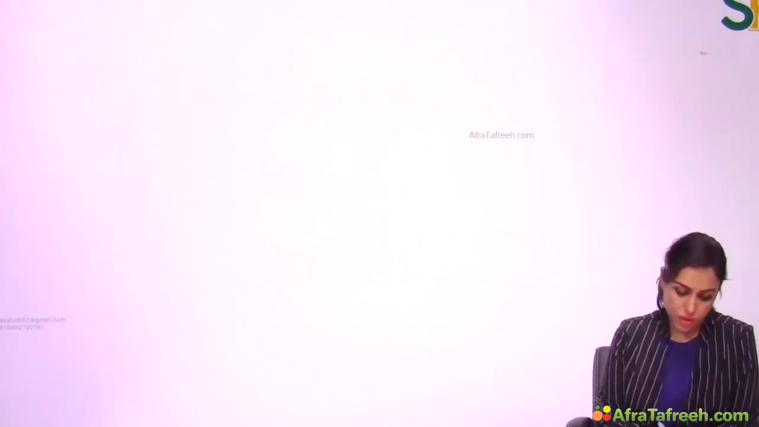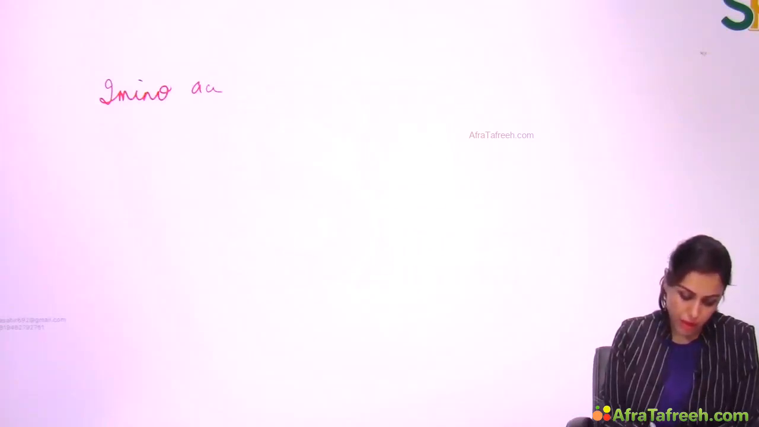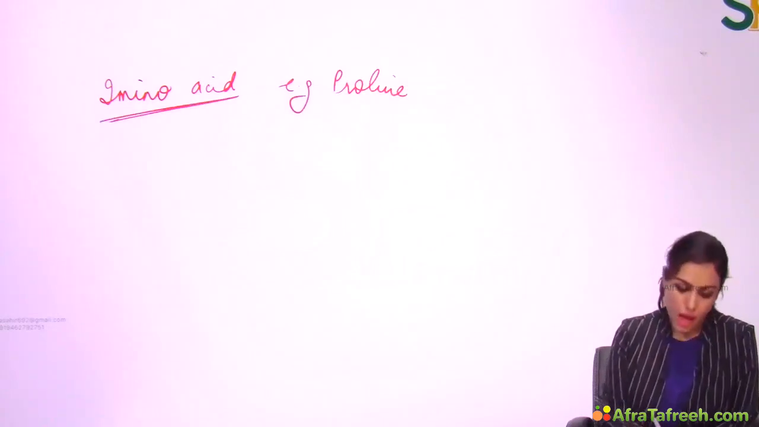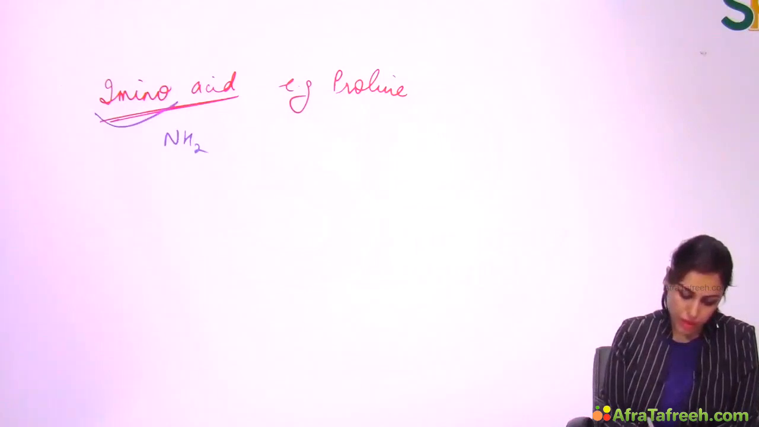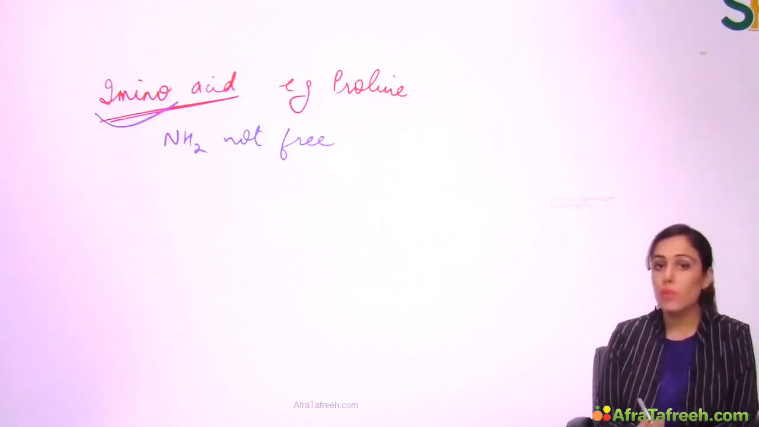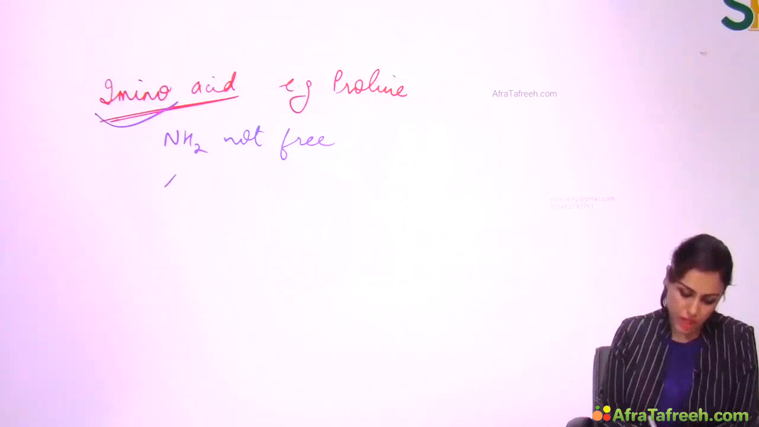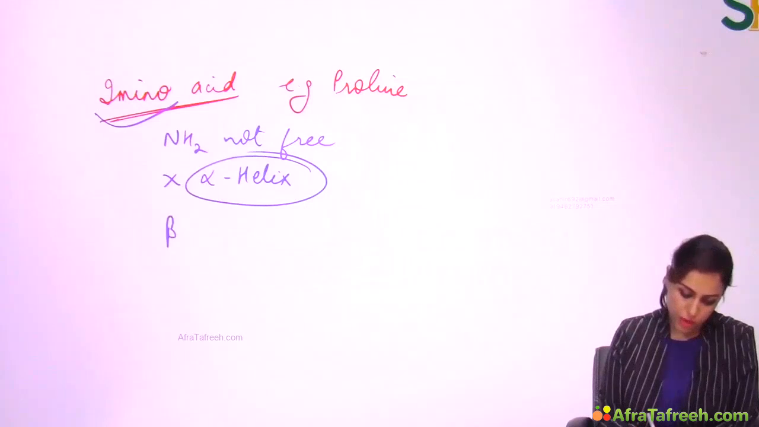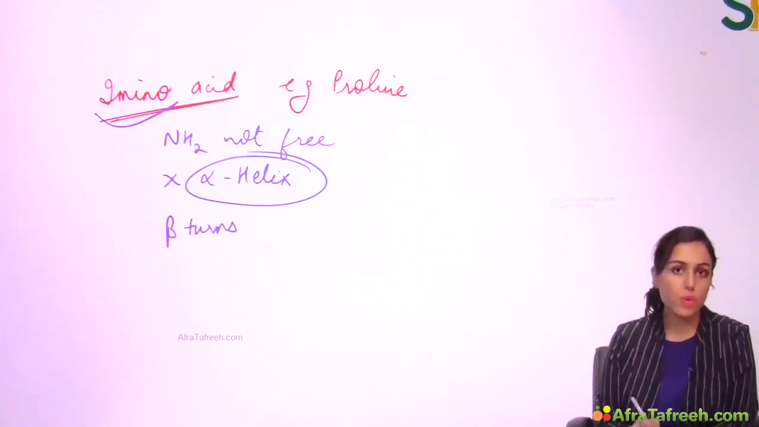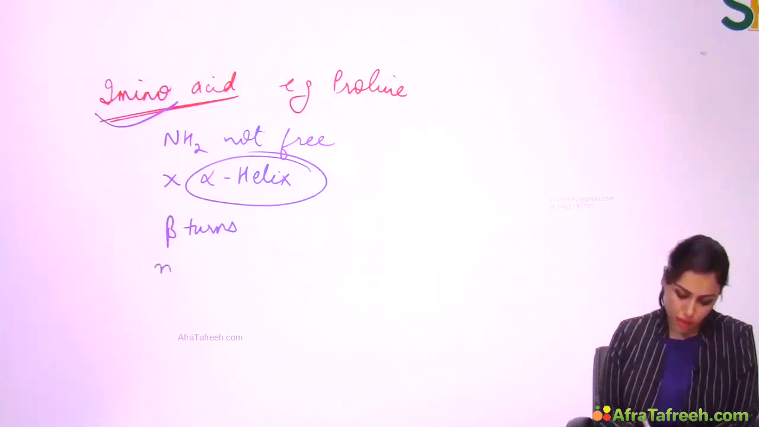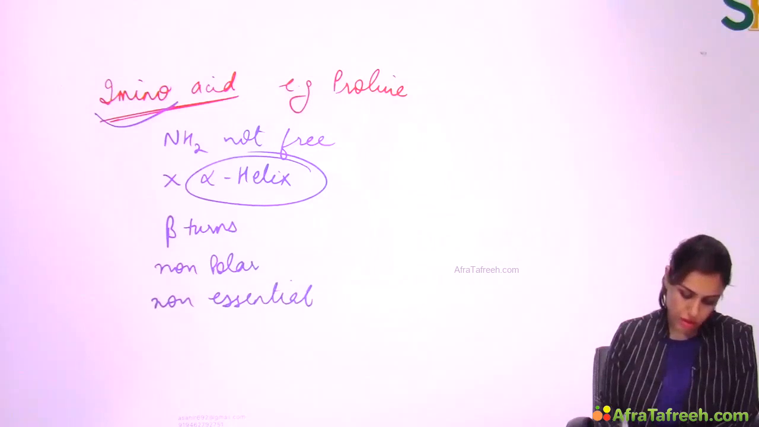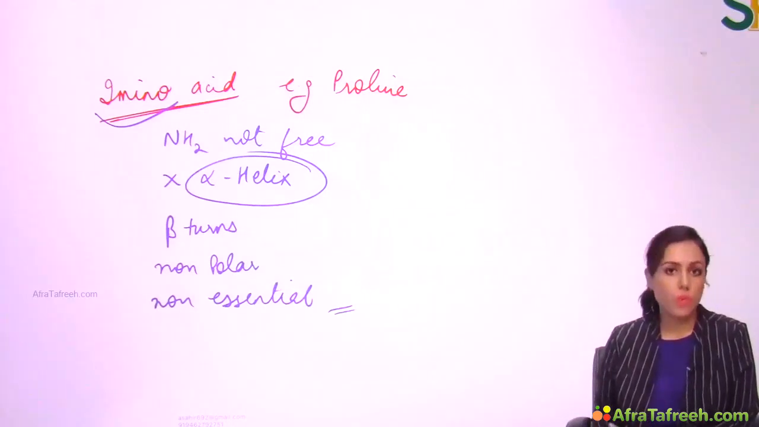Then the last amino acid here is the imino acid. The example is proline, only one example here. When we say imino, it means the amino group is not free here. Because the amino group is not free, this kind of amino acid will disrupt the secondary structures of proteins. So proline is never found in the alpha helix. It is found in beta turns and beta bends. I already told you glycine is also found in beta turns. And proline is non-polar, non-essential. So with this, we are done with all 20 amino acids.